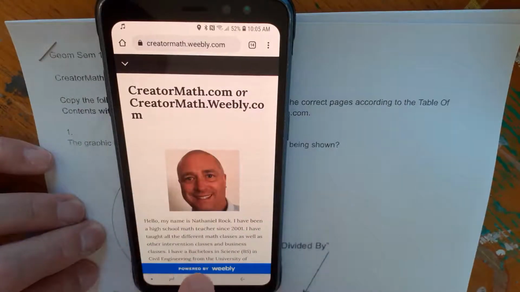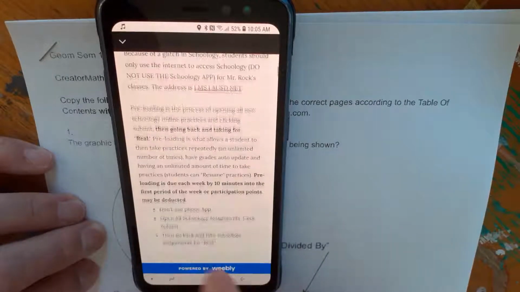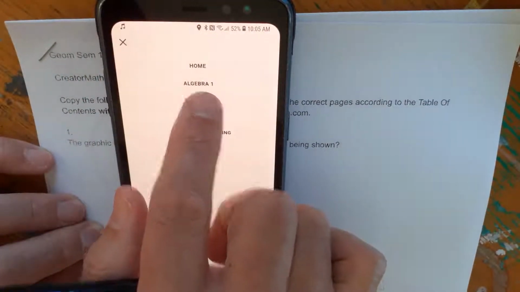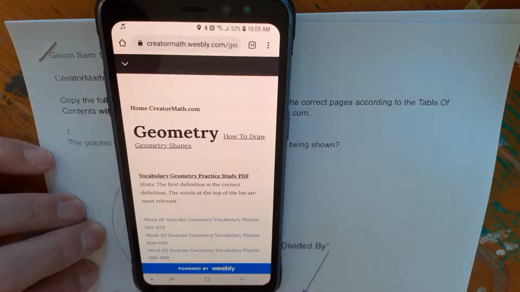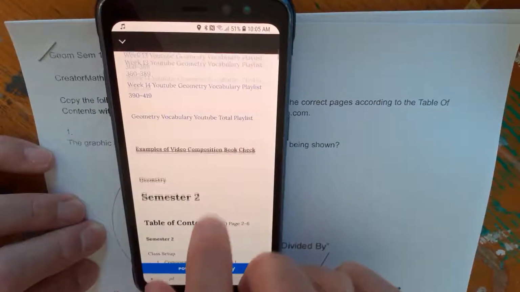All the composition book stuff is on this home page. Just scroll down until you see comp book and go from there. Follow the directions. But we're going to go to notes, which for this class is under the geometry tab. All of this is vocabulary up front. This vocabulary geometry practice study PDF has every word in it for the entire school year. If you use that, you can get an A on all of your vocab practices. I welcome you to do so.